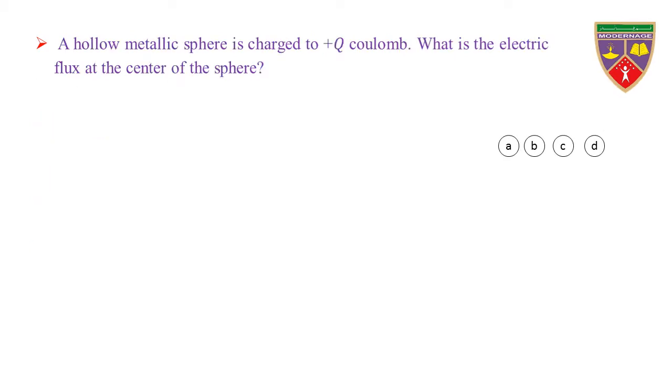A hollow metallic sphere is charged to plus Q coulomb. What is the electric flux at the center of the sphere? Option A, 0 divided by epsilon naught. B, epsilon naught divided by Q. C, Q divided by epsilon naught. D, epsilon naught into Q. The key is 0 divided by epsilon naught, which is 0. The correct option is A.